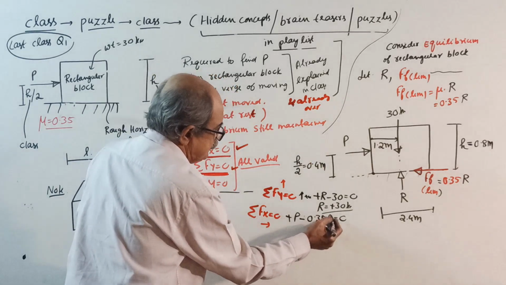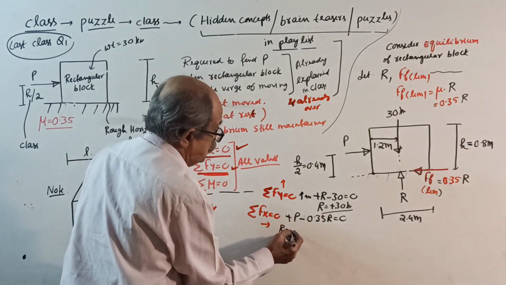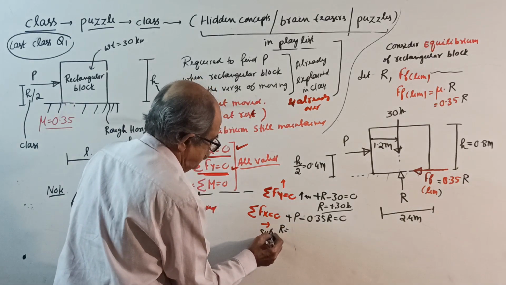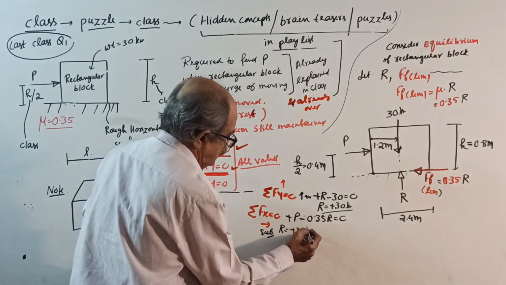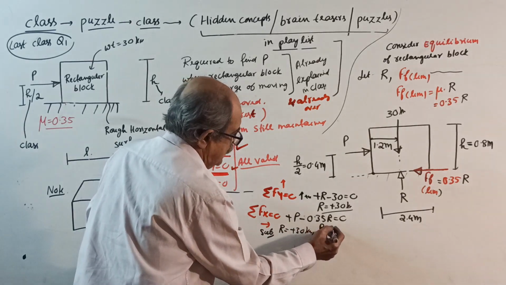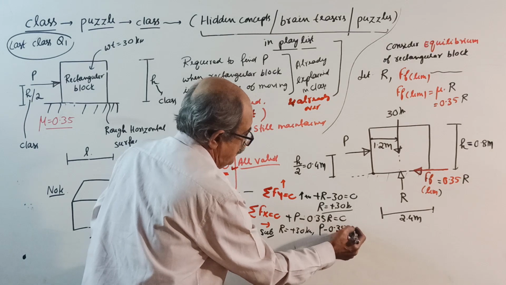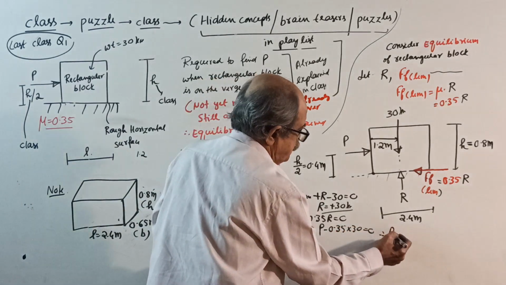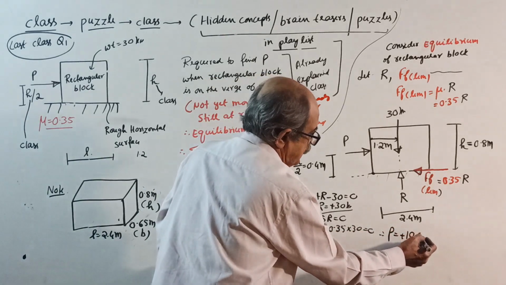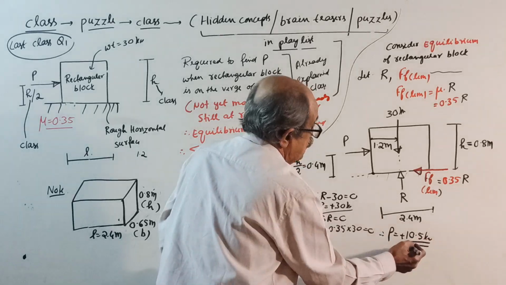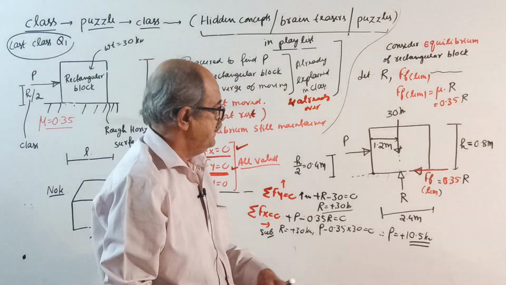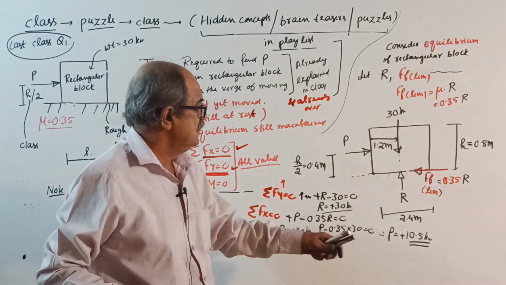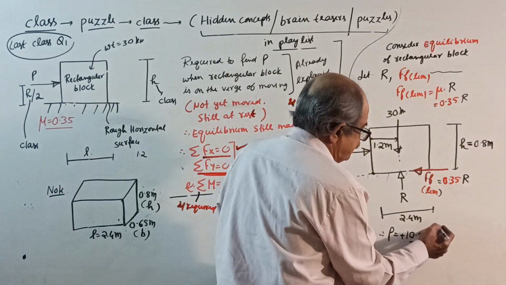Therefore, substitute R equal to plus 30 kilonewton. You get P minus 0.35 into 30 equal to 0. Therefore, your P came plus 10.5 kilonewton. Okay, now this is the answer we got. Okay, make a note.